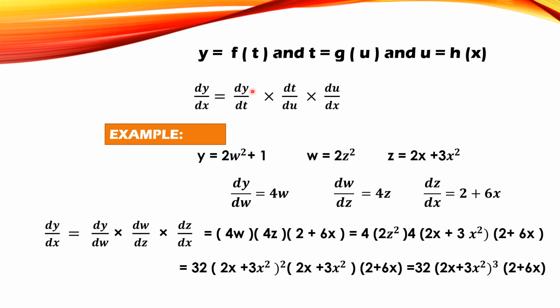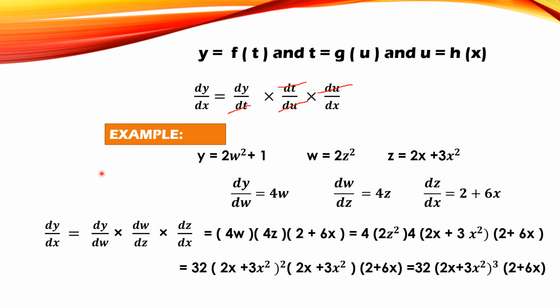So very simple. From here you will find dy by dt, put it here. From here you will get dt by du, put it here, and from here you will get du by dx, put it here. Multiply all of them and then you will get your desired answer. See, what happens is this dt will get cancelled with this dt, and this du will get cancelled with this du. So you are ultimately left with dy by dx.